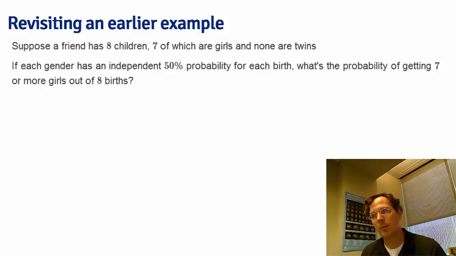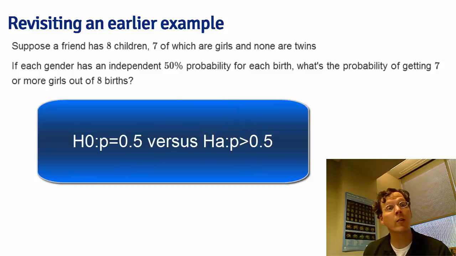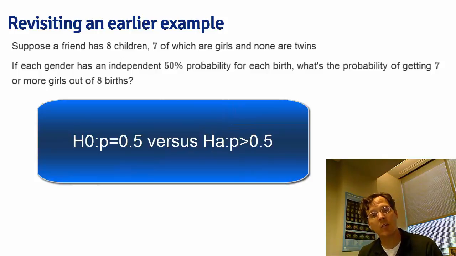it's a coin flip. And what we're wondering, because you have a friend that has, out of 8 kids, had 7 girls, is whether or not the probability that that coin lands on girl, right? Let's say P is the probability of having a girl, is equal to 0.5 versus greater than 0.5. So the null hypothesis is H naught: P equal to 0.5, and the alternative is HA: P greater than 0.5.